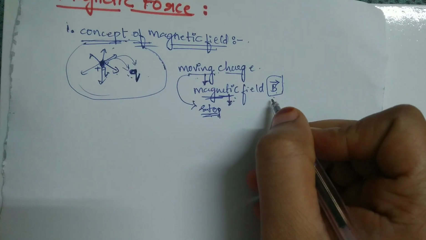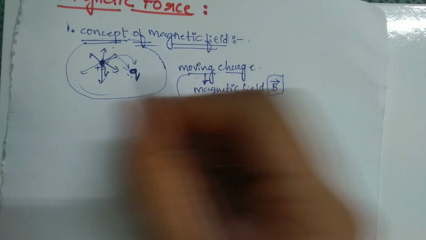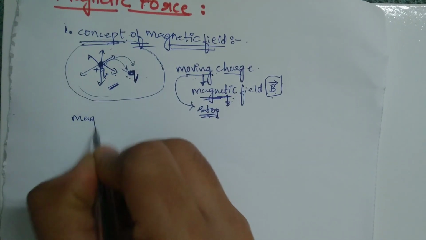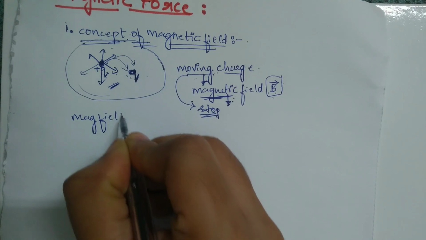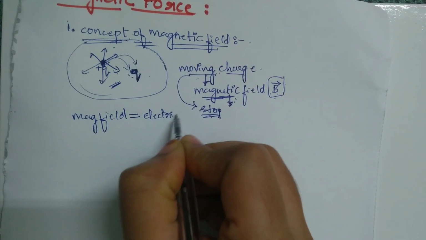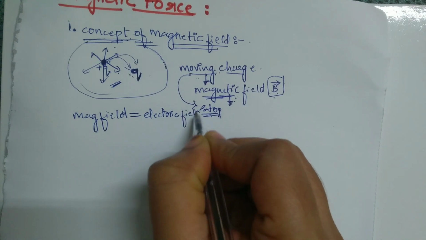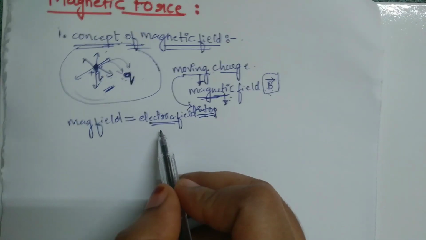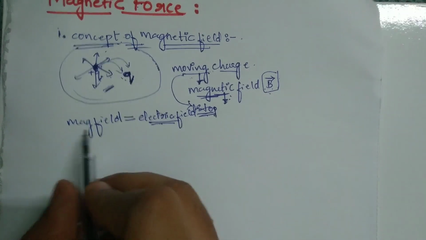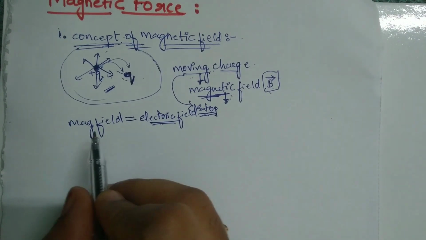It has several properties which are identical to those of the electric field. So the magnetic field has properties which are identical to the electric field. The exception here is that in the electric field, the field lines do not form a closed loop, whereas the magnetic field forms a closed loop.